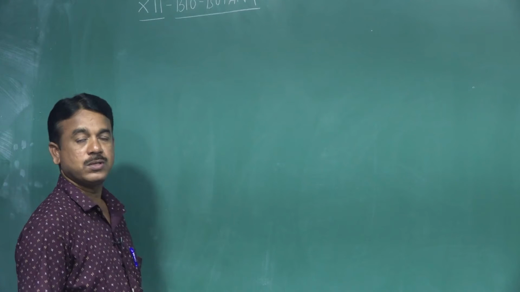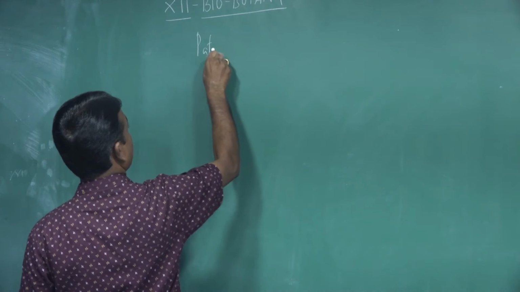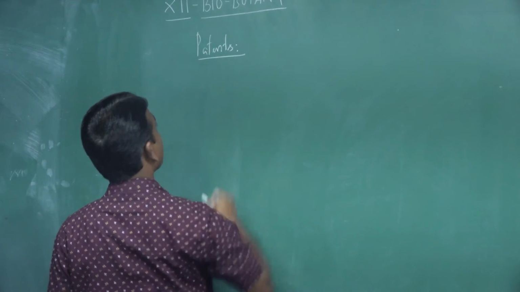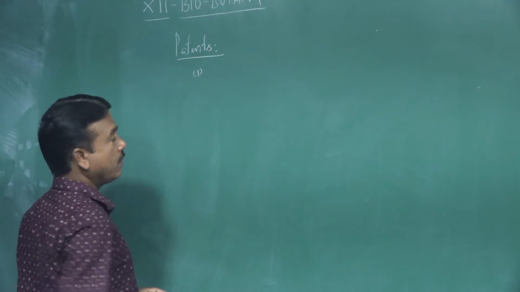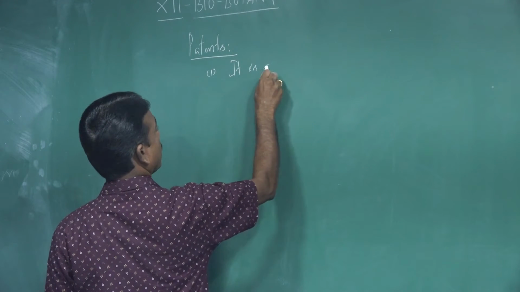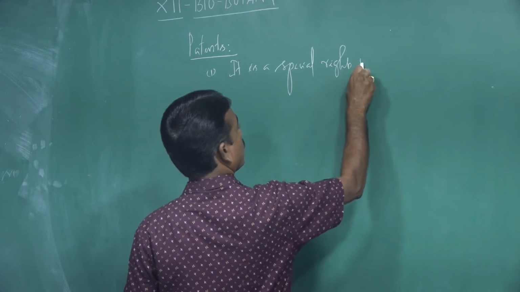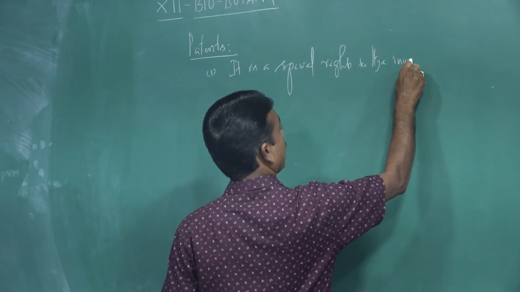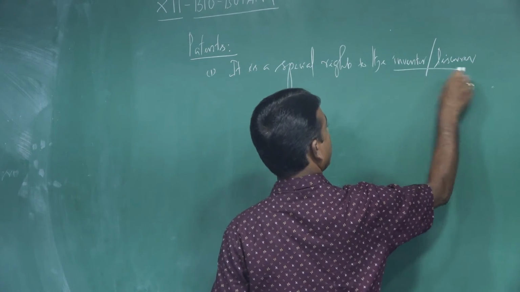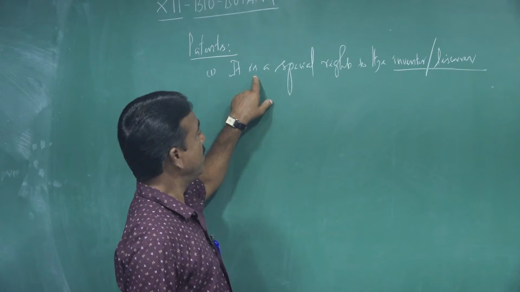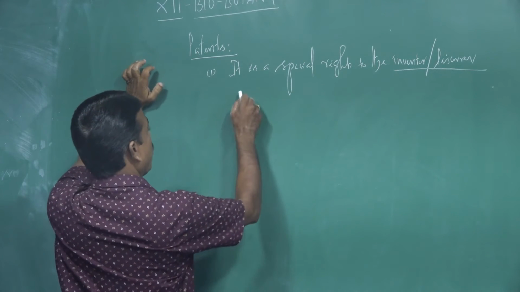Next, I am going to discuss patents under intellectual property rights. What do you mean by a patent? A patent is nothing but a special right of the inventor or discoverer that must be granted by the government.